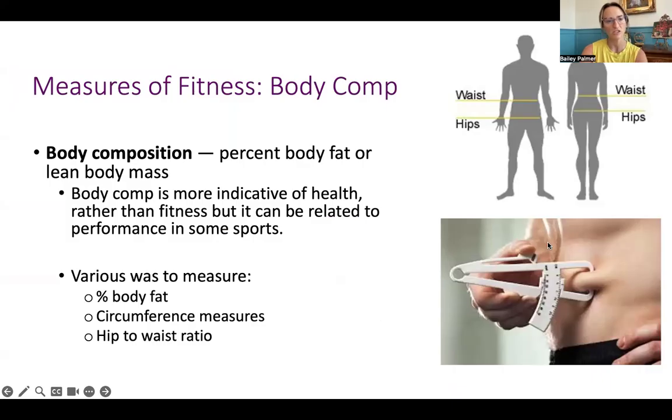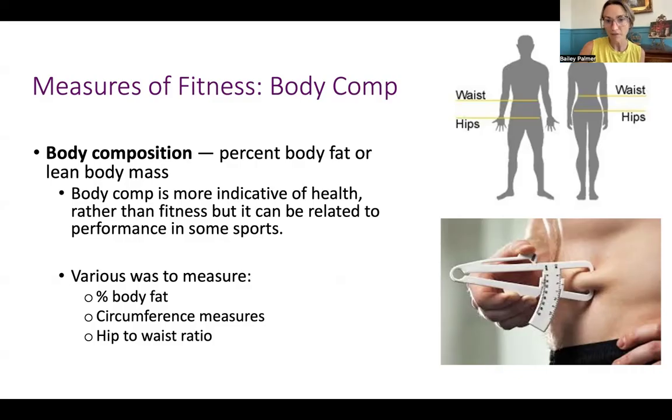Next is body composition. Body comp, we're just looking at percent of the body fat we have as compared to our lean body mass. This is more indicative of health rather than fitness, but some sports do require very lean physiques for success, such as being a long distance runner or somebody who competes in aesthetic competitions like gymnastics or dance, where body fat may actually need to be lower for success. But like I said, it's most indicative of health.